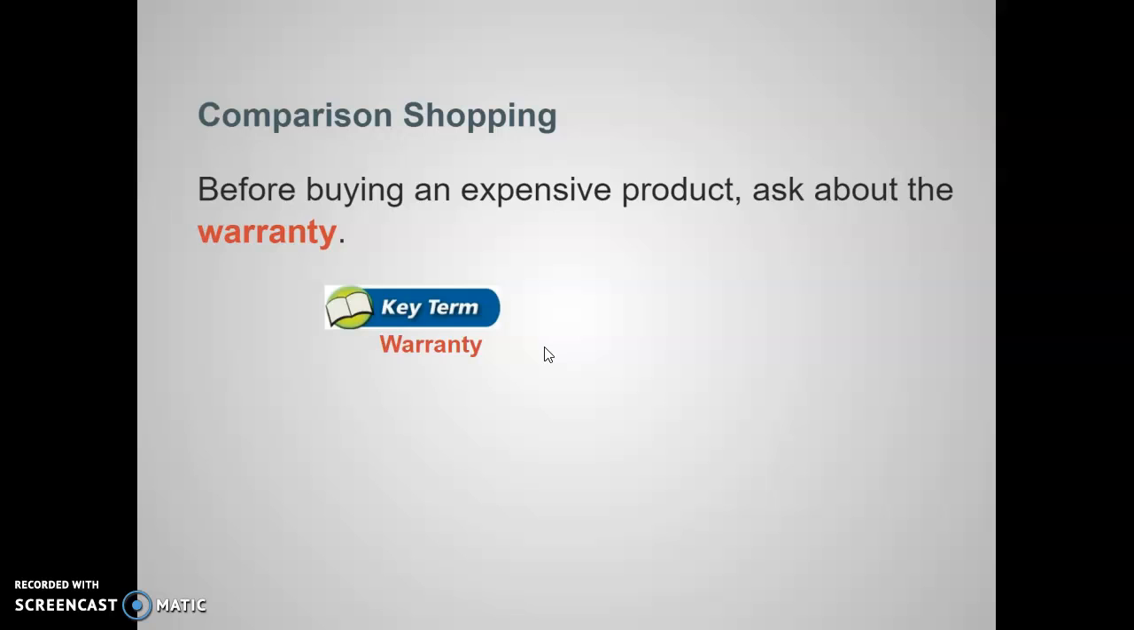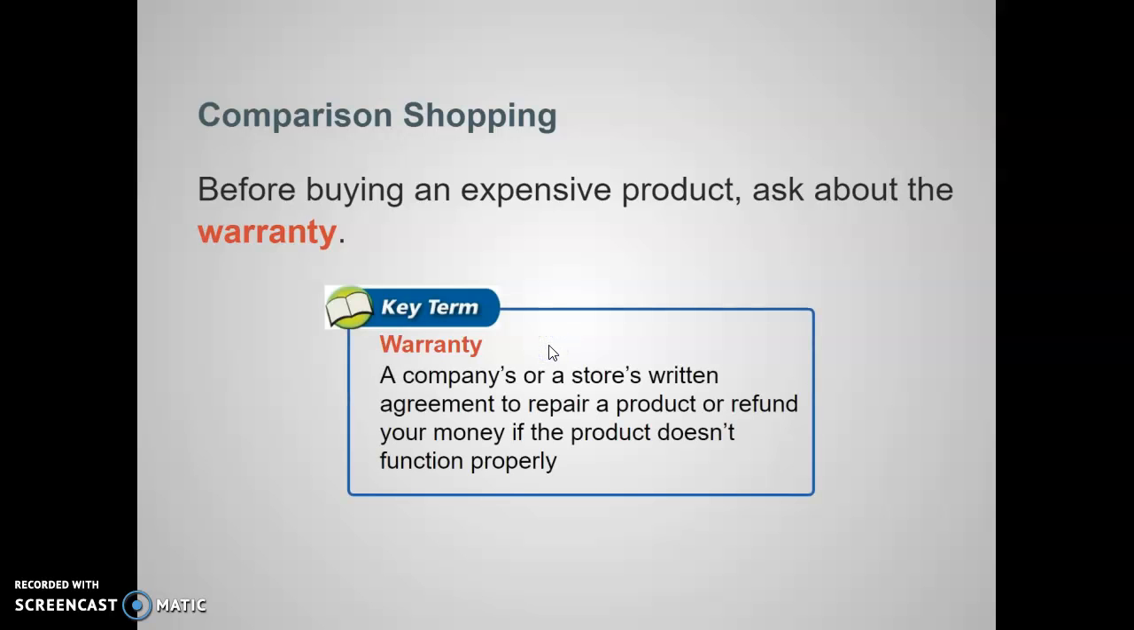Before buying an expensive product, ask about the warranty. So many expensive products generally come with at least a 1-year warranty. Some stores will have extended warranties in them. You can obviously pay for an extended warranty as well. A warranty is a company or store's written agreement to repair a product or refund your money if the product doesn't function properly.